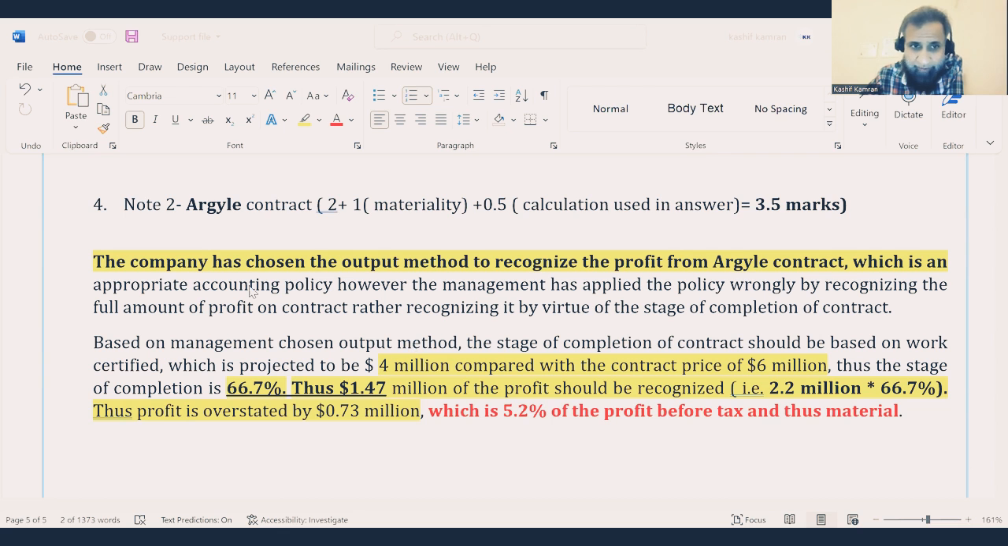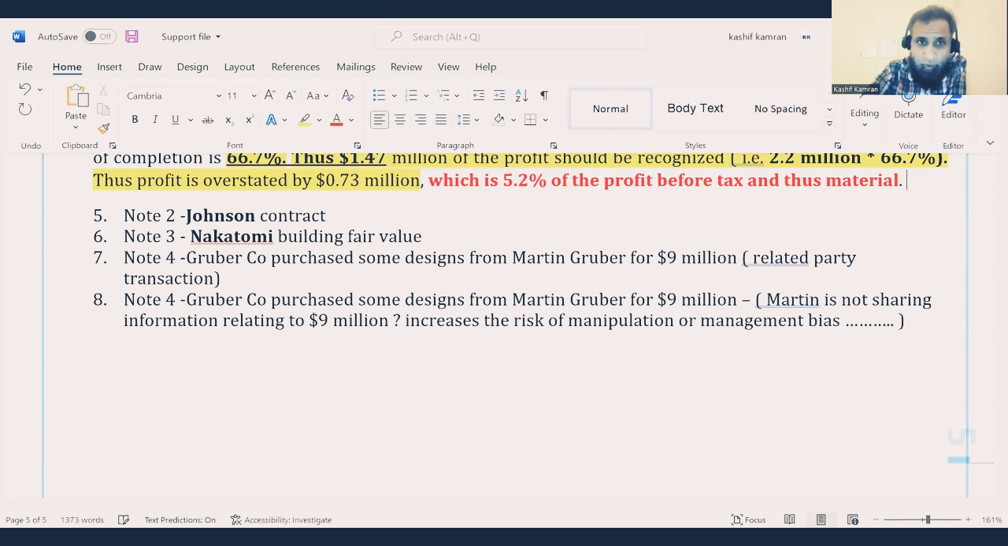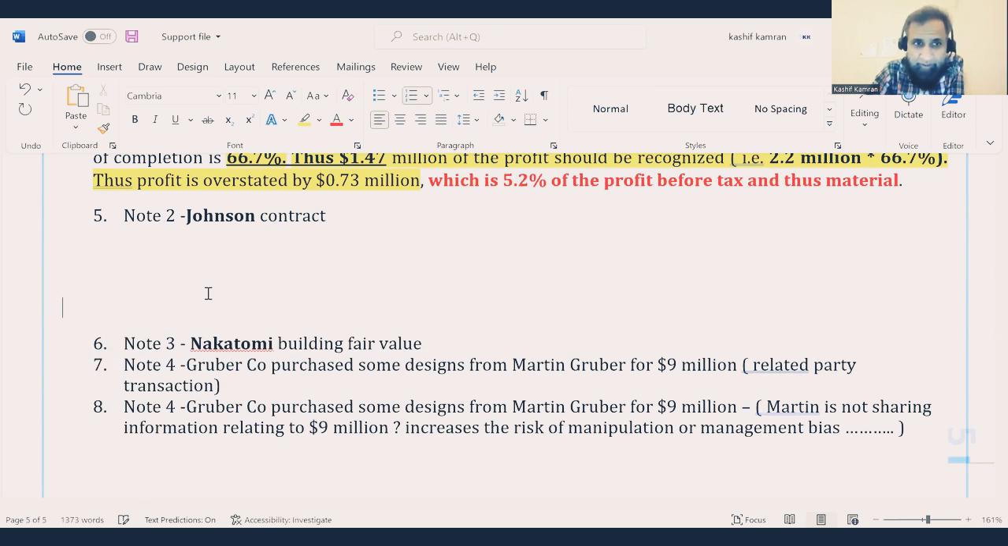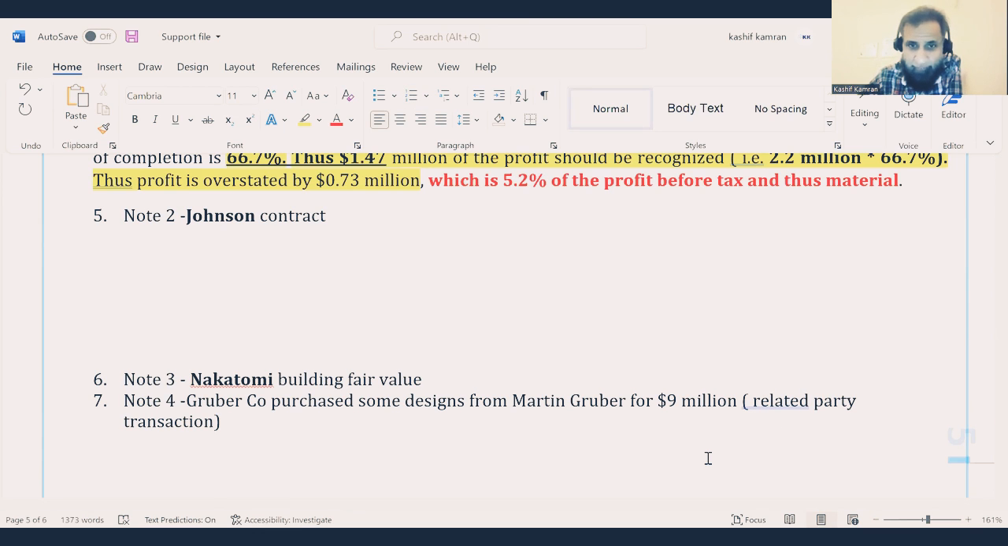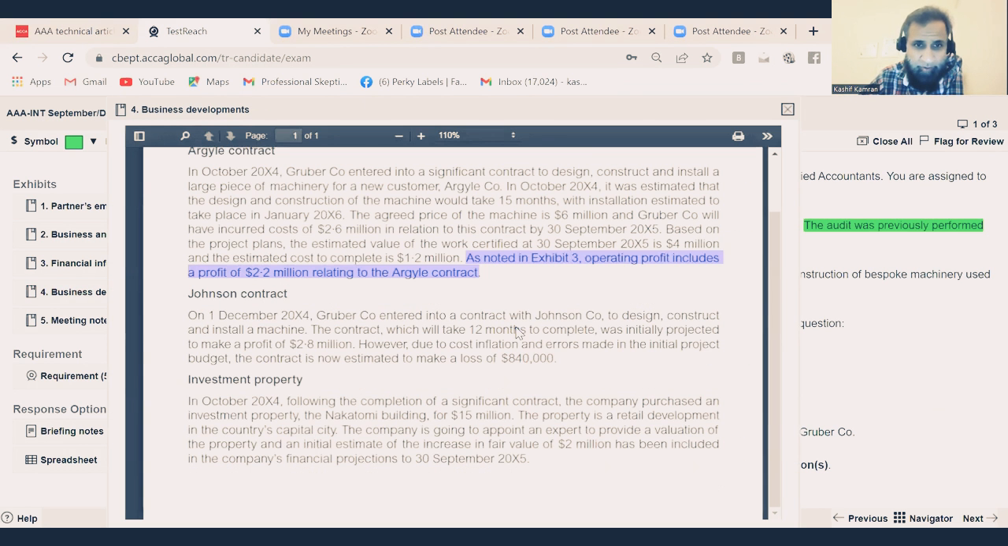Move on. Johnson contract. Do we have a value in the Johnson contract? If you go back to note number 4, we look at the Johnson contract. Do we have a value? Exhibit number 4. Loss of $840,000. So do we have a loss value? So can we find the materiality?